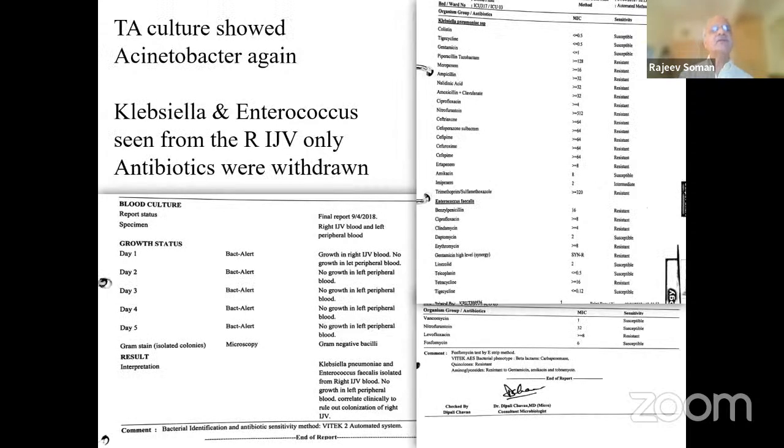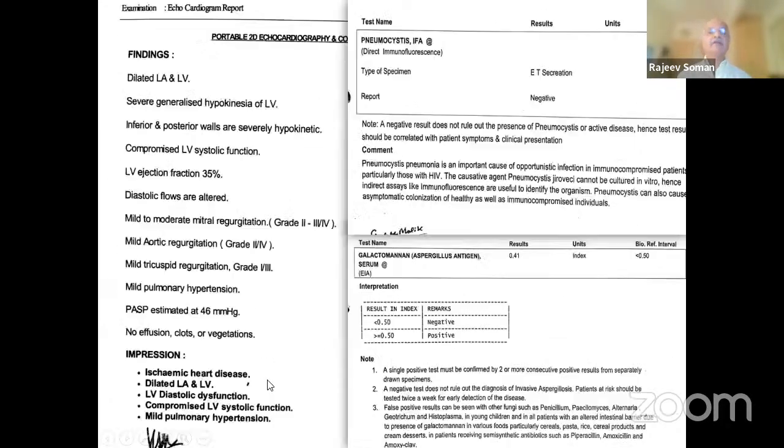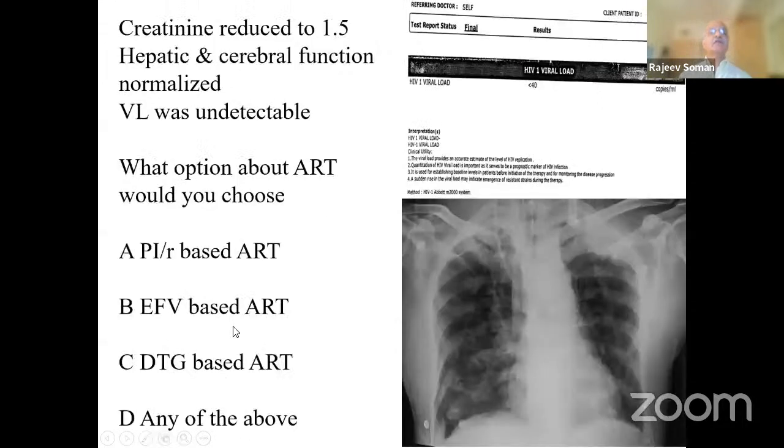The tracheal aspirate culture again showed Acinetobacter, and there were two bugs found in his right internal jugular vein, and that was Klebsiella and Enterococcus. But these were found only from the internal jugular vein. The peripheral cultures were negative. Similarly, the pneumocystis from the endotracheal secretions was negative. The galactomannan was also negative, and he had very poor LV dysfunction.